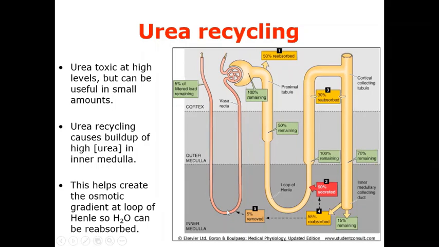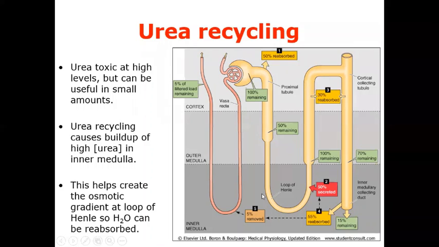So this recycling of urea is called urea recycling. You don't need to excrete all the urea that you are filtering at the glomeruli. Most of it has to be reabsorbed back into the system. What you are excreting actually is just 15%. This urea that is being reabsorbed is adding to the hyperosmolarity of the interstitium. That will facilitate the reabsorption of water in the descending limb of the loop of Henle. So this is called urea recycling.